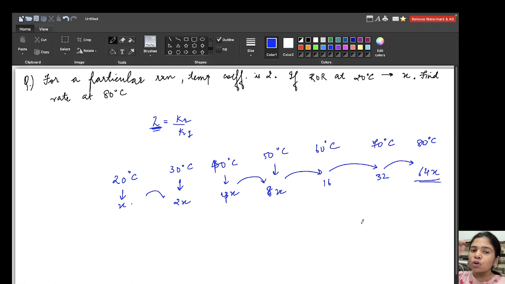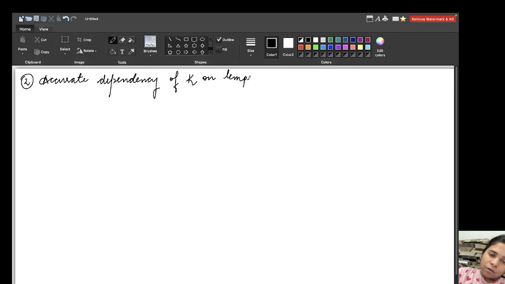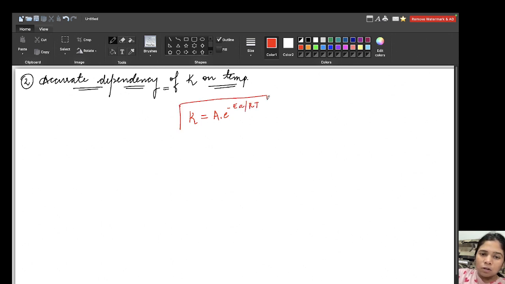Now we'll see accurate dependency. The second kind of dependency is the accurate dependency of your K on temperature. First you learn the formula, from where you need to start. The formula is K is equal to A e raised to minus Ea by RT. Now what are all the terms?